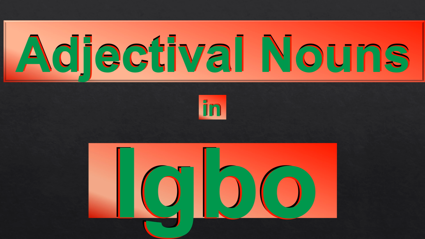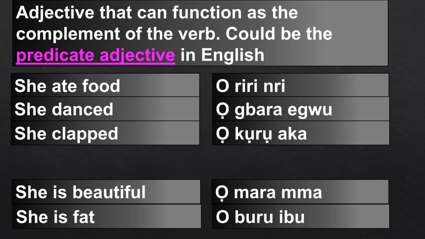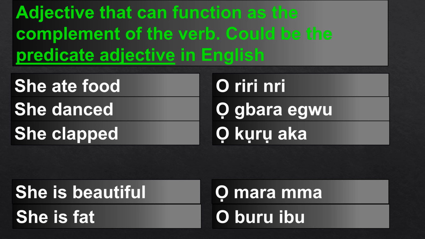Adjectival nouns in Igbo. An adjectival noun is an adjective that can function as the complement of the verb. An adjectival noun could sometimes be equivalent to predicate adjective in English.